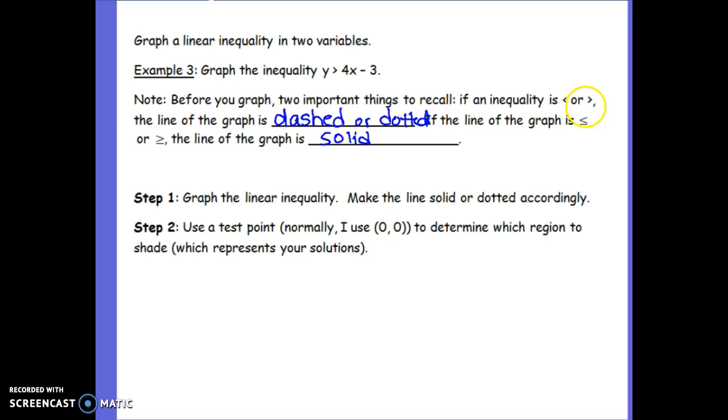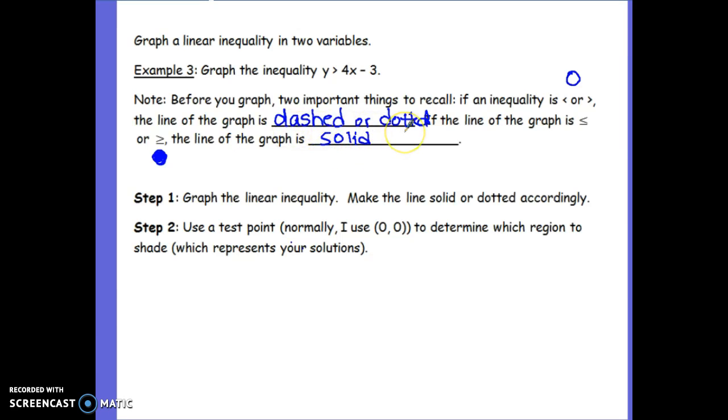This is similar to when we have one variable. Remember, if we had less than or greater than, we would have an open circle, and if we had less than or equal to or greater than or equal to, we would have a colored in circle. It's similar, except that with a line, it's either dashed or dotted if it's just less than or greater than. But if it is less than or equal to or greater than or equal to, we make a solid line. That means all of the ordered pairs along that line are included, and they are true for the inequality.